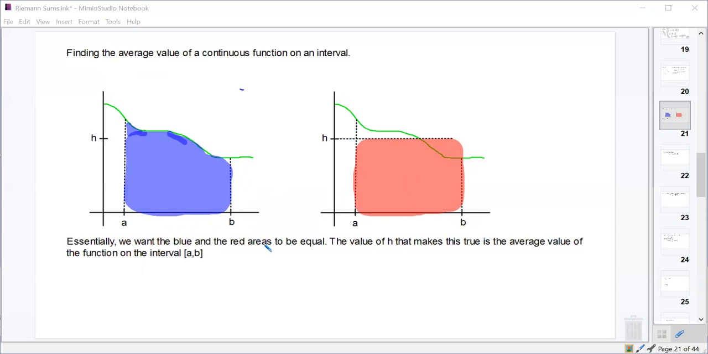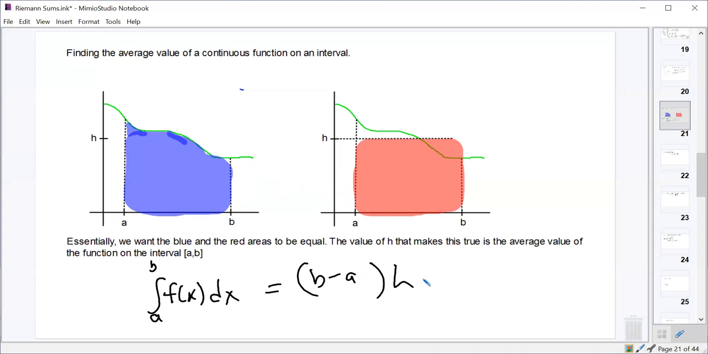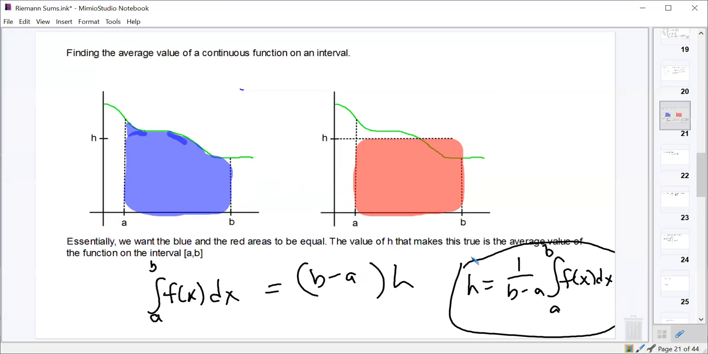Right. So what we're effectively saying here is that the integral from a to b of f of x dx needs to equal the area of this rectangle, which is b minus a times h. And so the average value h is equal to 1 over b minus a times the integral from a to b of f of x dx. That should seem very familiar. This is the mean value theorem for integrals. You should all have heard of that before. But if you've forgotten, this is the formula for the average value of a continuous function.